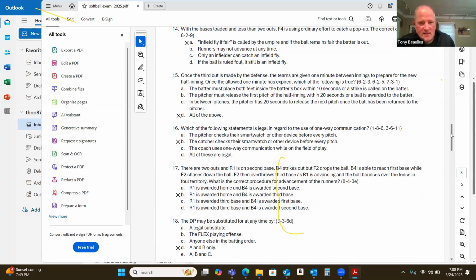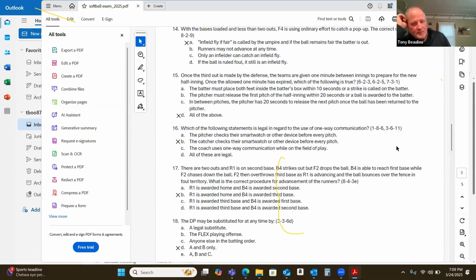So 10 seconds to get your foot in the batter's box, 20 seconds to make the pitch, and 20 seconds to release the next pitch once the ball's been returned to the pitcher. 16, which of the following statements is legal in regard to the use of one-way communication? And that is the batter checks their smartwatch or any other device before the catcher checks their smartwatch or any other device before every pitch.